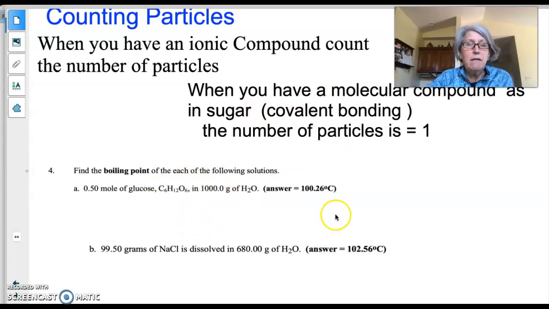That's all molecular. So that means it's a covalent compound, and the number of particles when you figure out this delta T will be 1. Compared to here, sodium chloride is an ionic compound, and then you're going to have to count the number of particles. So that's an important thing to make note of.